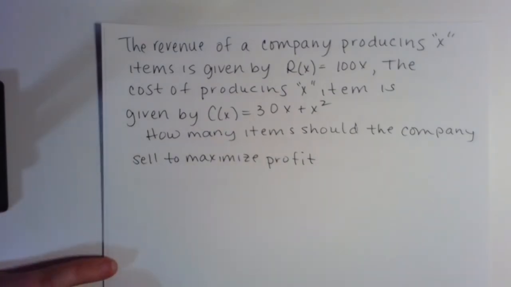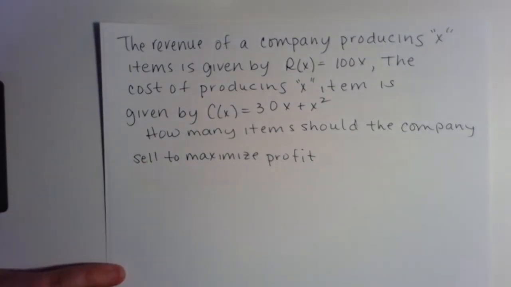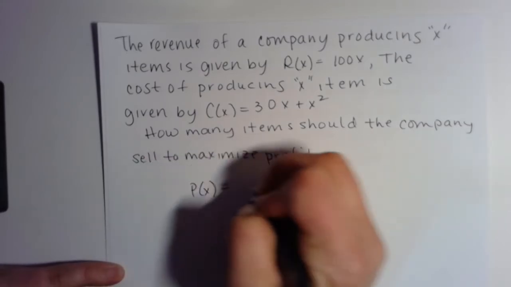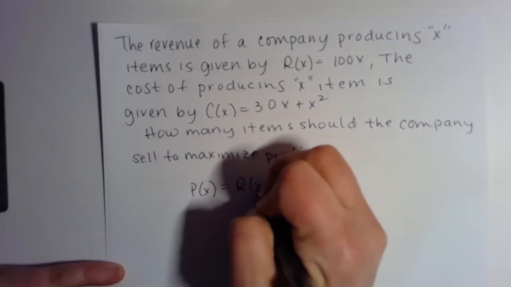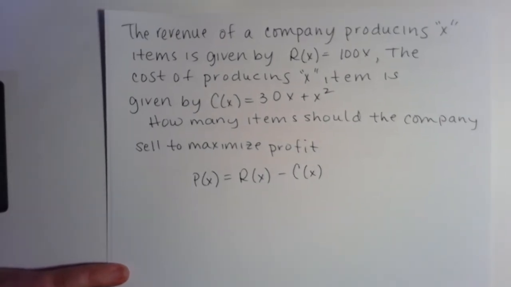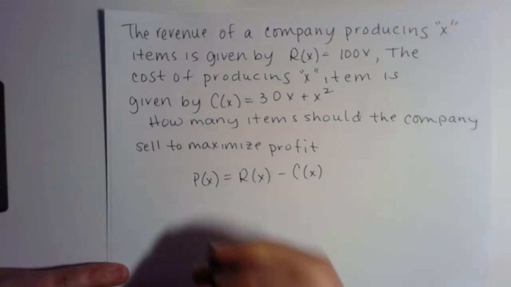So anybody who's taken economics before will remember that the profit, P of x, is equal to the revenue minus the cost. So I just have to be careful with my signs here. I do have to make my profit formula, but not like the other one where I had to come up with my own formula. I have the two formulas. All I need to do is subtract them.